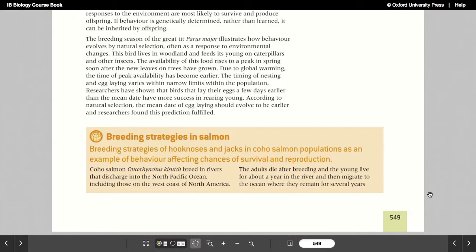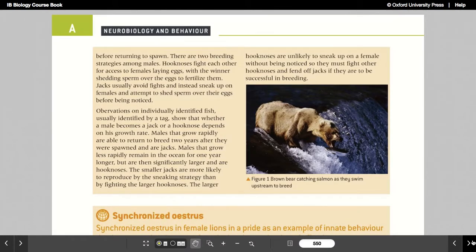If you are, I want to say, hooknose, you fight with another male, and then whoever wins gets to spray their sperm onto the female's eggs. If you are a jack, you are small, and you don't really want to fight a hooknose. So basically what you do is while the males are fighting, you sneak up on the female who is spraying her eggs out into the ocean, and you spray your sperm on them first. So the jacks are sneaky because they tend to be smaller. The hooknoses go directly and fight each other for the honor of being able to spray sperm on the eggs.